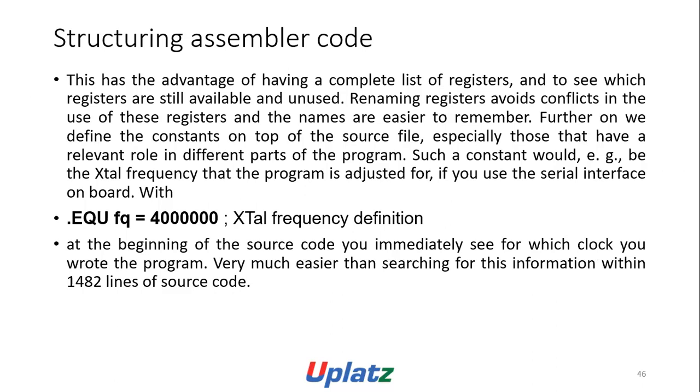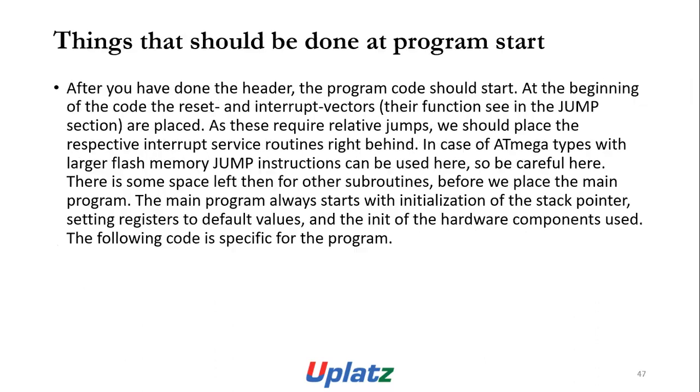Further on, we define the constants on the top of the source file, especially those that have a relevant role in the different parts of the program. Such a constant could, for example, be the external frequency that the programmer is adjusted for, if you use the serial interface on board. With a crystal frequency definition at the beginning of the source code, you immediately see for which clock you wrote the program. Very much easier than searching for this information in 1482 lines of source code.